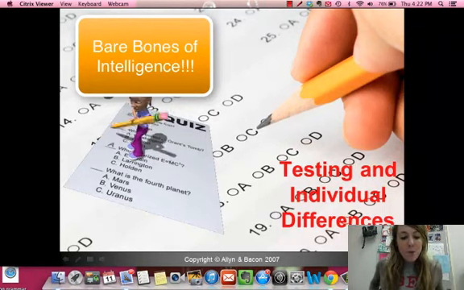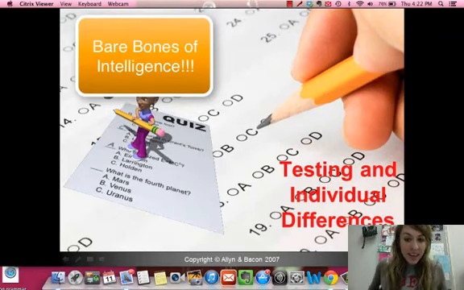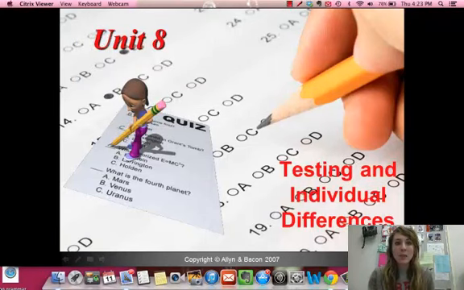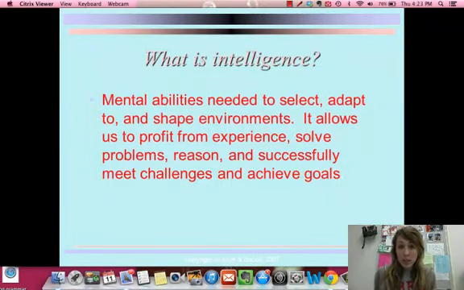Like I said, I'm going to try to do basic intelligence, the most important ideas and concepts from the chapter, and it not only covers the idea of intelligence, but also intelligence testing. So let's begin. First things first, what is intelligence, right?